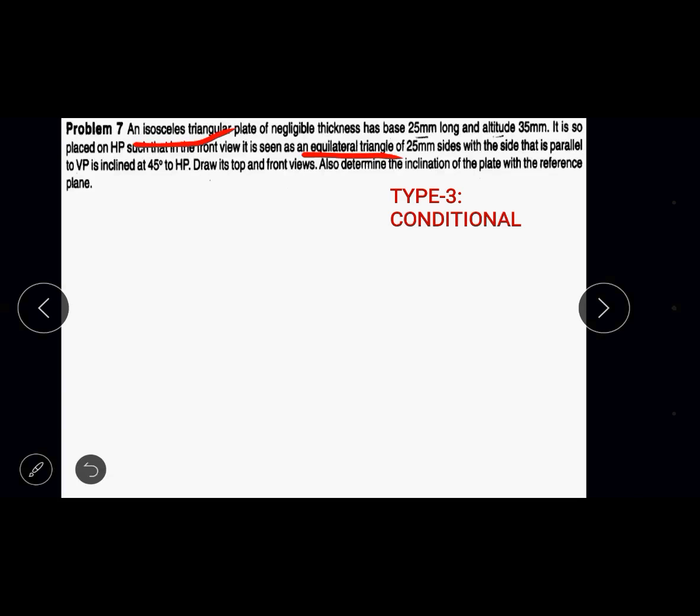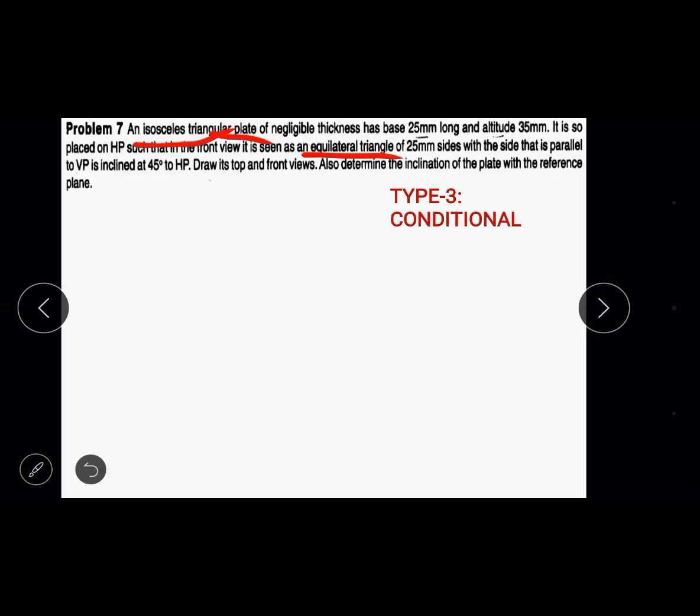Now the problem is on which type of triangle? It is related to the isosceles triangle, because it is clearly given as an isosceles triangular plate. The word plate is used to define the lamina. You can call it a plane or a plate or a lamina. These three words are used to define the lamina. So the problem is on an isosceles triangular lamina.